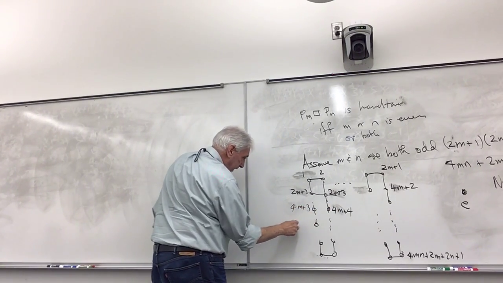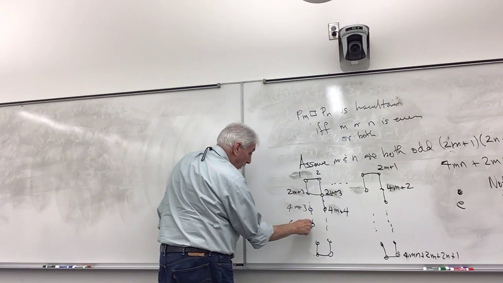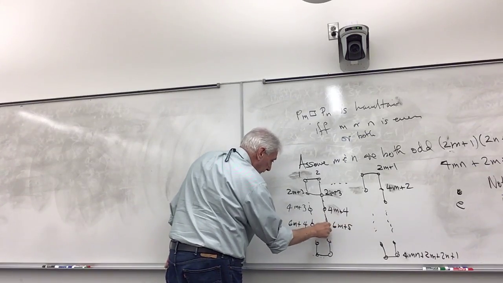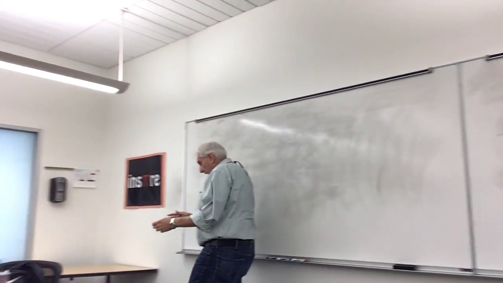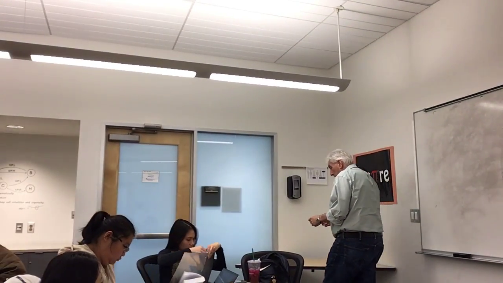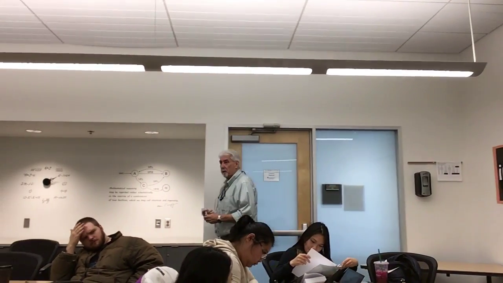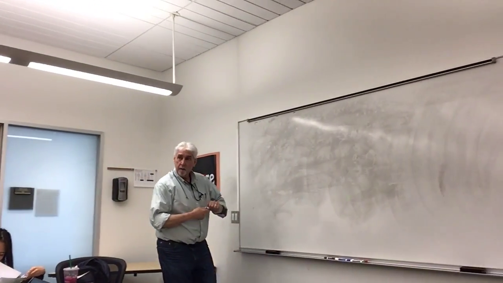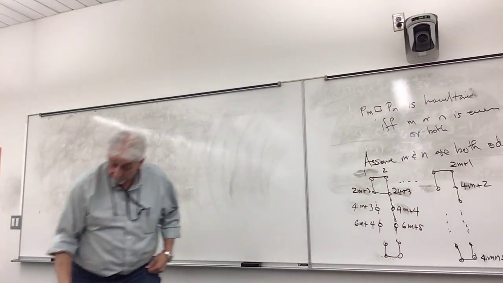The next row would be 6m plus 4, and this one would be 6m plus 5. And the most important thing is that every vertex that's labeled with an even label is adjacent to only vertices with odd label. Okay? With me? Is that clear? Is it clear how I'm labeling this?